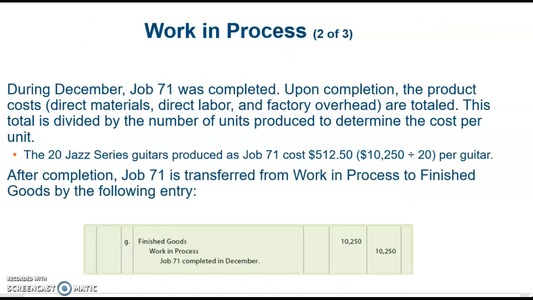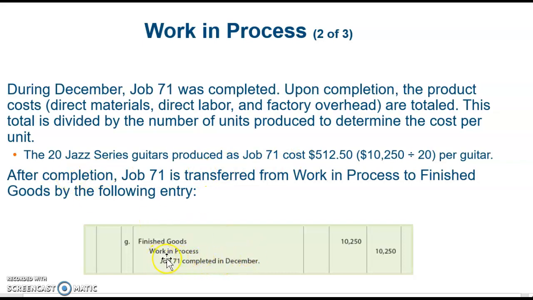All right, so let's talk about WIP some more. During December, job 71 was completed. This is what I was explaining. So the amount that we're going to credit WIP, that WIP includes direct materials, direct labor, and the factory overhead that was applied. So that total amount of that job divided by the number of guitars we made is the cost per guitar. That's how you determine how much each guitar costs.